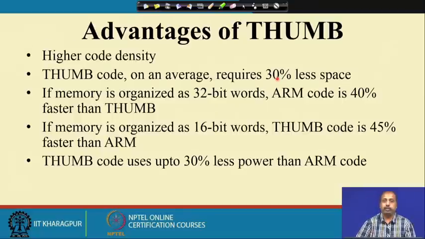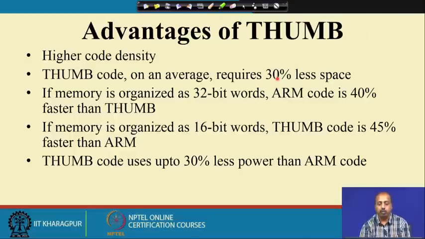So, why should we go for thumb? Apparently it is slower than ARM, but why should we still go for the thumb instruction set? First of all, the code density is higher. Code density: if you have a computation, a function, and you write down the corresponding program, how many bytes are needed for holding that program? That is a measure of the code density.